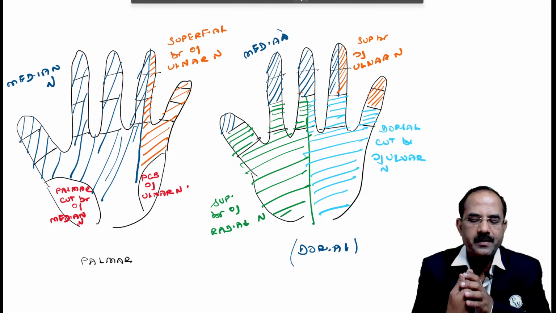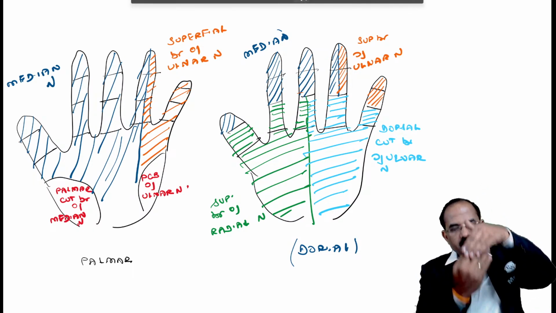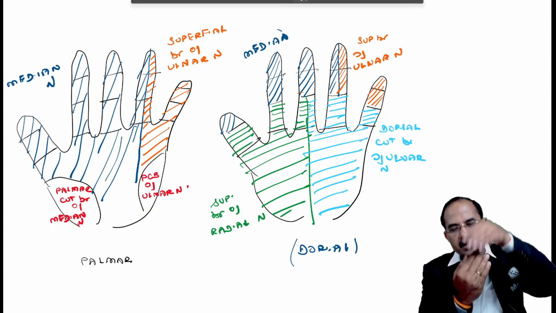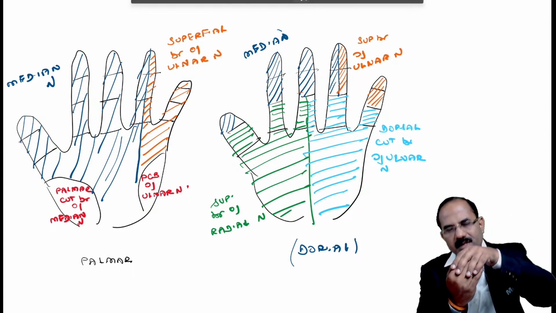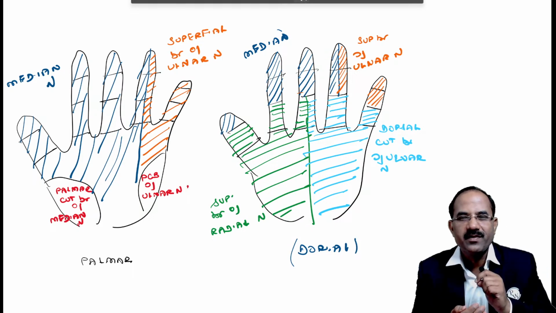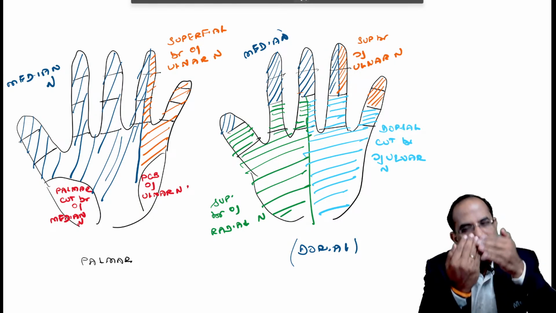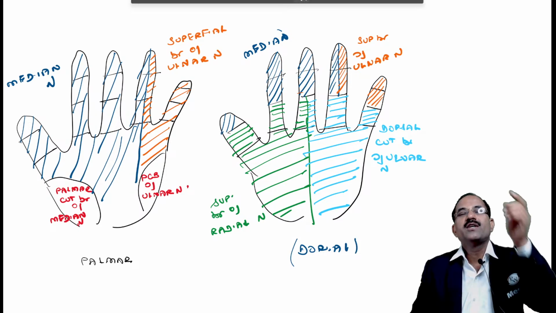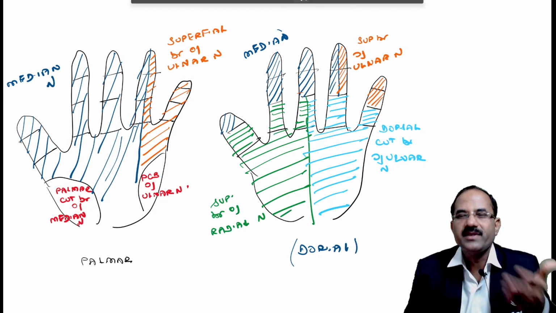Come to the dorsal aspect. 3.5 fingers except the proximal phalanges, median nerve. 1.5 fingers except the proximal phalanges, superficial branch of ulnar nerve.